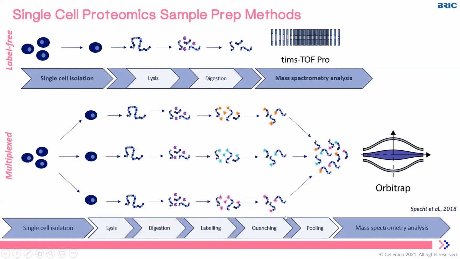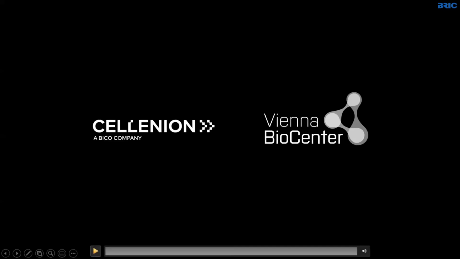Then you have to quench the reaction. Then you can pool the sample because all the peptides are labeled, and then you inject that into your Orbitrap. And this is the chip, the first nano chip that we developed together with the Vienna Biocenter.